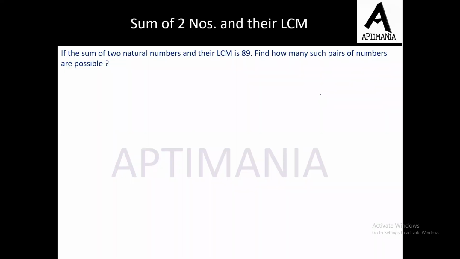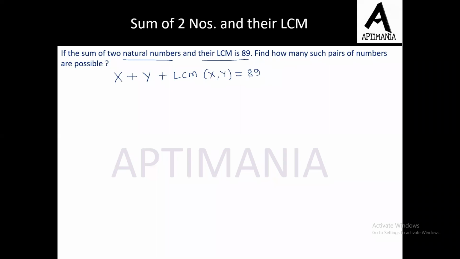So the question is, if the sum of two natural numbers and their LCM is 89, find how many such pairs of numbers are possible. So basically, let us assume there are two numbers, x and y. When we add these two numbers along with their LCM, the sum is 89. We need to find how many such values of x and y are possible.